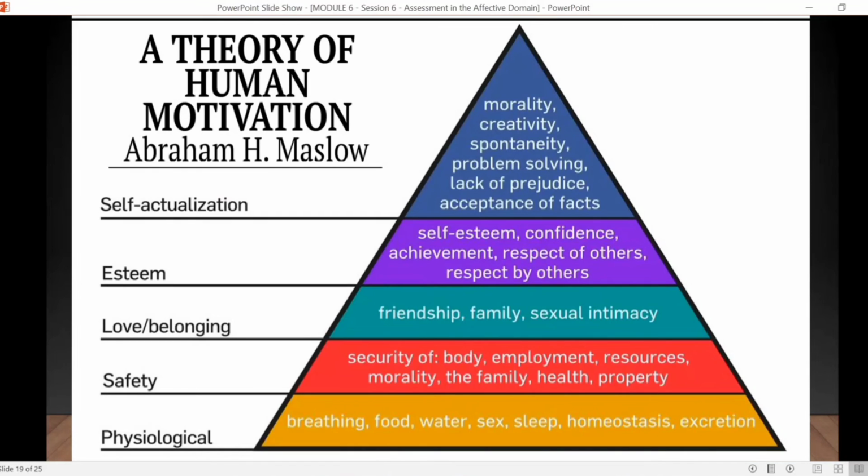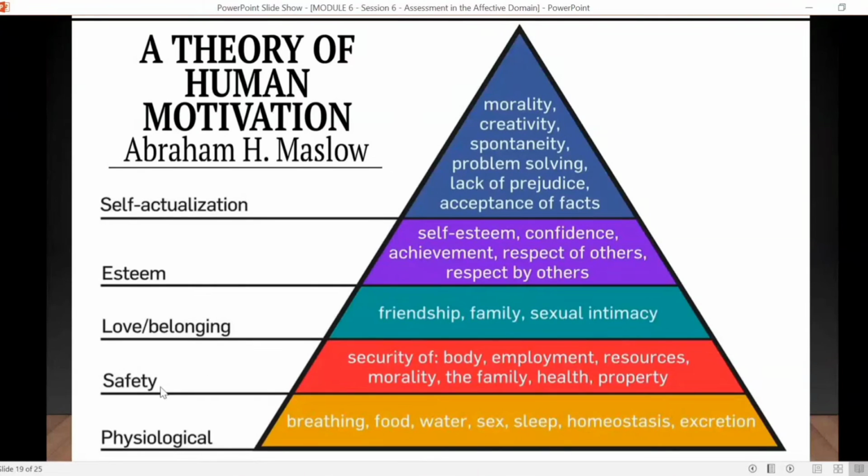Okay. The Theory of Motivation by Abraham H. Maslow. You already know this, right? Under psychology, I think you took this one. Okay, these are the things that motivate people to move, to act, to do something. At the bottom, the basic needs: physiological needs like breathing, food, water, sex, sleep, homeostasis, and excretion. So this is about the physiological needs. Basic, because our body needs them. We need to satisfy these needs in order to reach the next level.